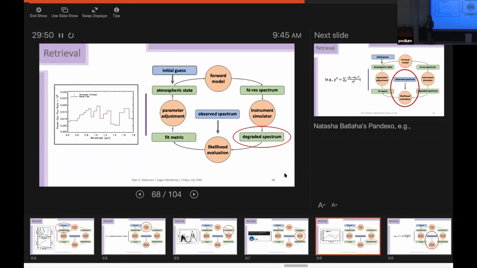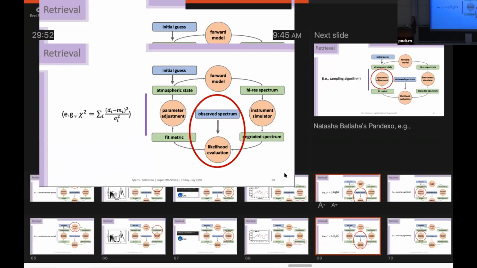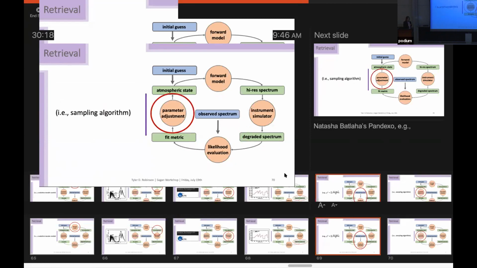You then take that degraded spectrum and compare it to your observed spectrum to get some kind of fit metric. And so this could be just as easy as chi-squared. So comparing the simulation to the data and doing data minus model squared divided by the uncertainty on those observations squared to get a judge of how well you're fitting the observations. You can get increasingly more sophisticated in how you treat the likelihood of that model fitting the observations.